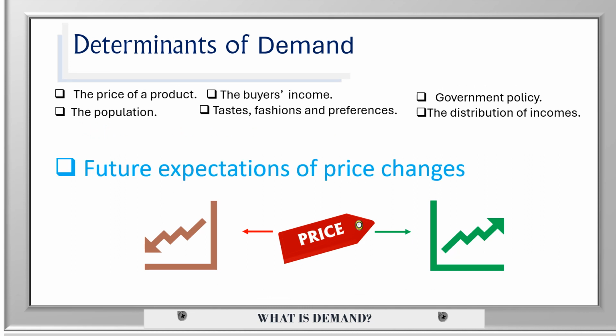Another point is the future expectations of price changes. This is basically where consumers, businesses, and even investors expect prices either to decrease or increase in future. If the prices are expected to go up in future, more goods will be demanded in the present. Whereas, if the prices are expected to go down in future, fewer goods will be demanded in the present.